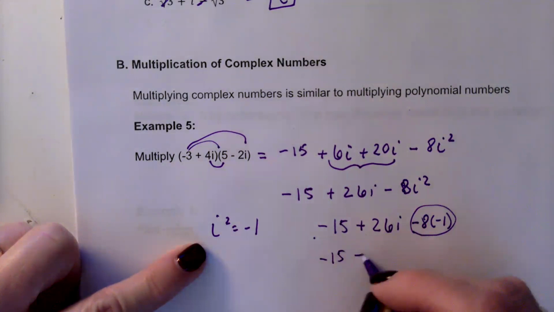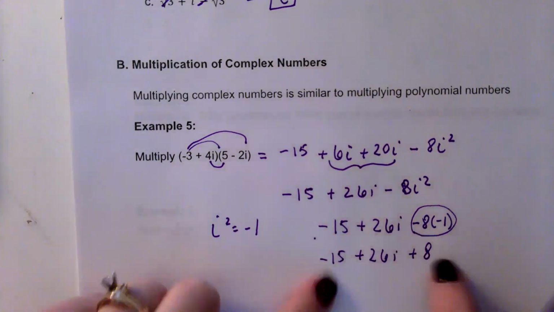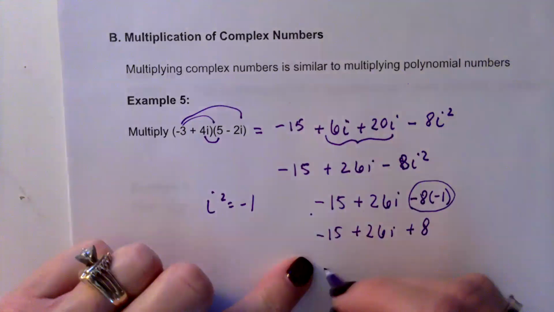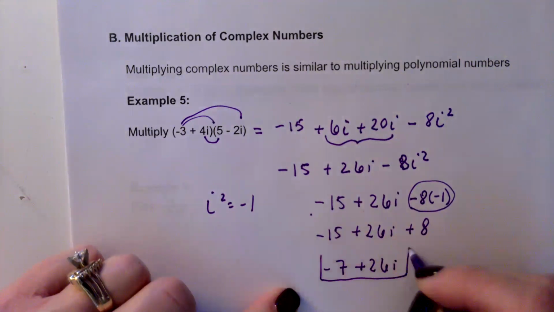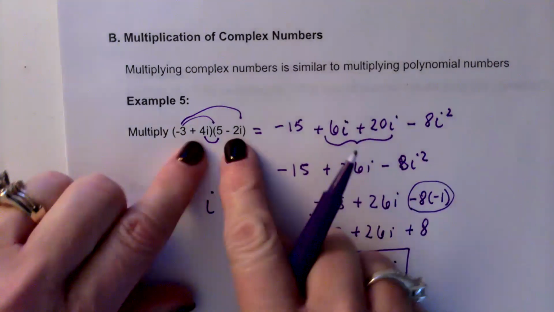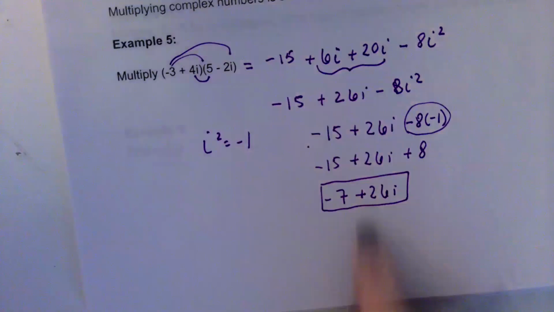So -15 plus 26i plus 8. And then we can combine -15 and 8. So we have -7 plus 26i. So that's the unique piece. When two complex numbers get multiplied, we always end up with just a complex number.